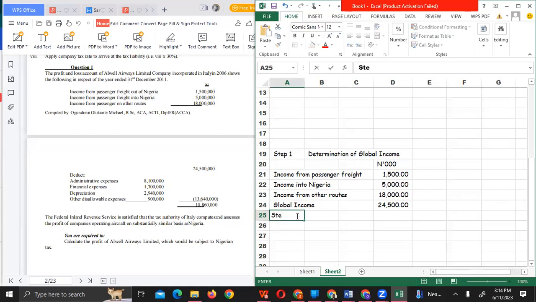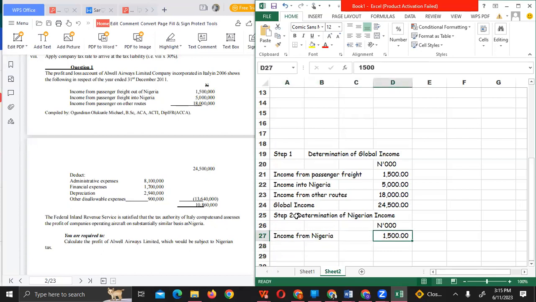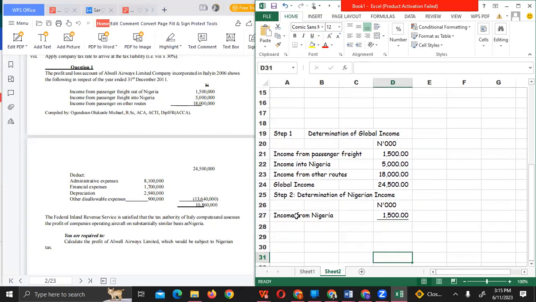Now step two is for me to determine the Nigerian income. And to determine the Nigerian income, what I do is not too difficult. So I will check into the question and see what are the incomes that were generated from Nigeria, right? So we said out of only this, we have only 1,500. Right? Yes. Any question? None for now.